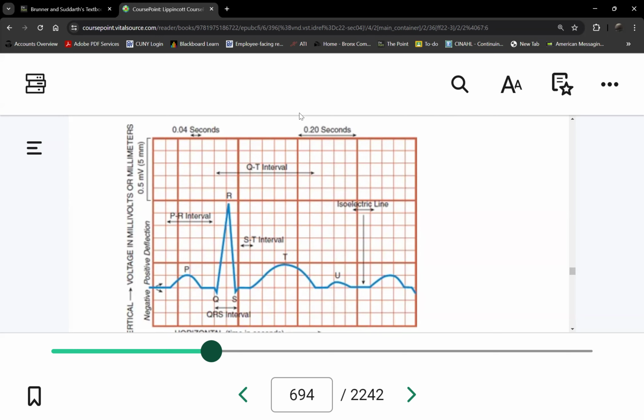300. And how many tiny little small boxes are there in 1 minute? 1,500. Okay, very good. Now let's look at the waves and complexes.